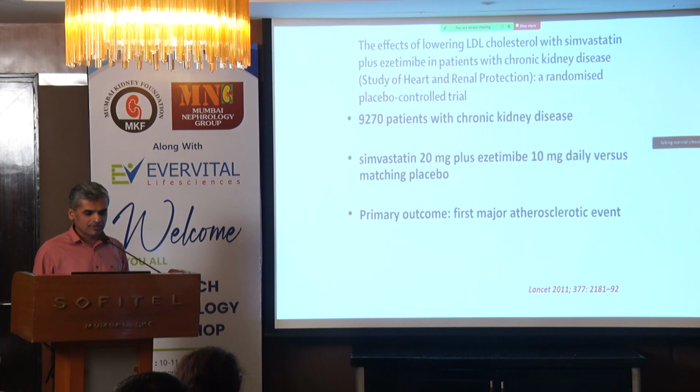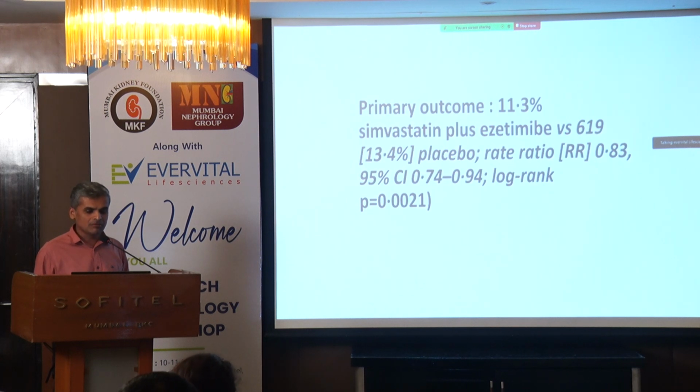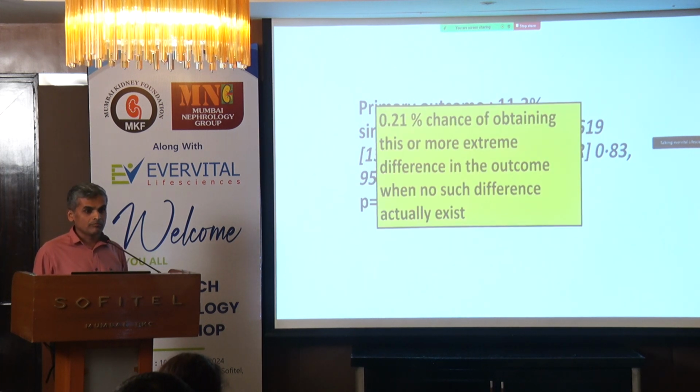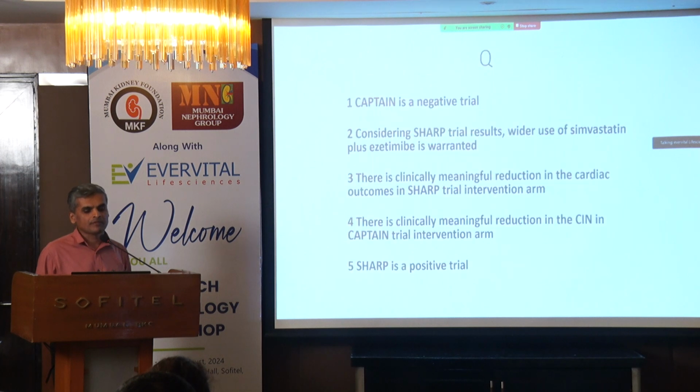Now look at the SHARP trial data here. Primary outcome occurred in 11.3% versus 13.4% of the patients. P-value was highly significant, 0.002, and risk ratio was 0.83. So the interpretation here will be there is a 0.2% chance of obtaining such a result, a difference in the outcome, when actually there was no difference that was really there.